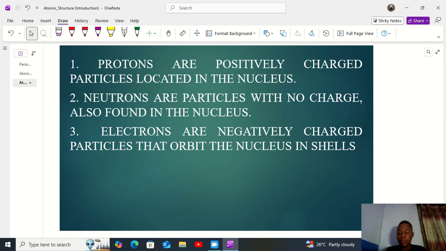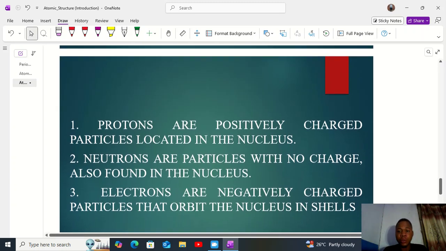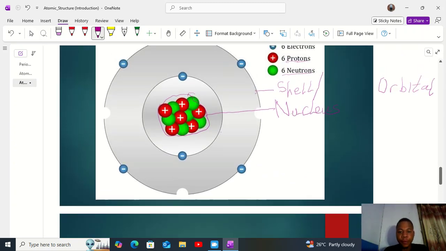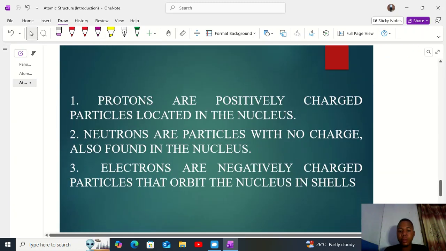As you can see in the diagram, we have two shells here. This is the first one, and this is the second one. I believe we can see that. So they orbit the nucleus in shells. So that's for proton, neutrons, and electron.